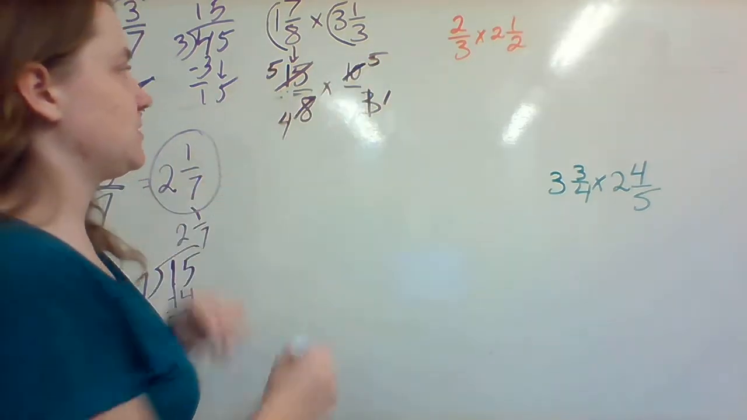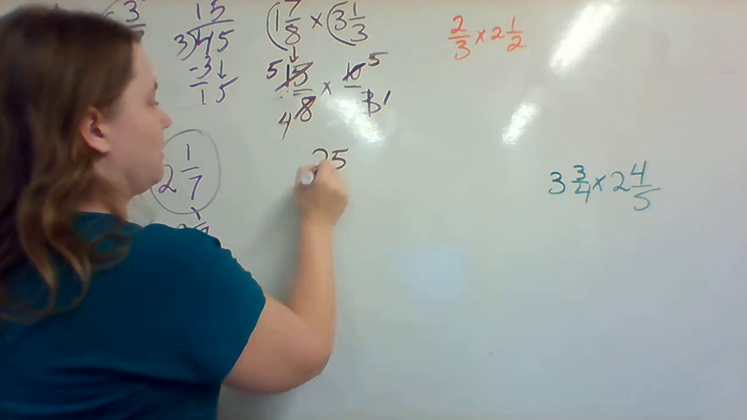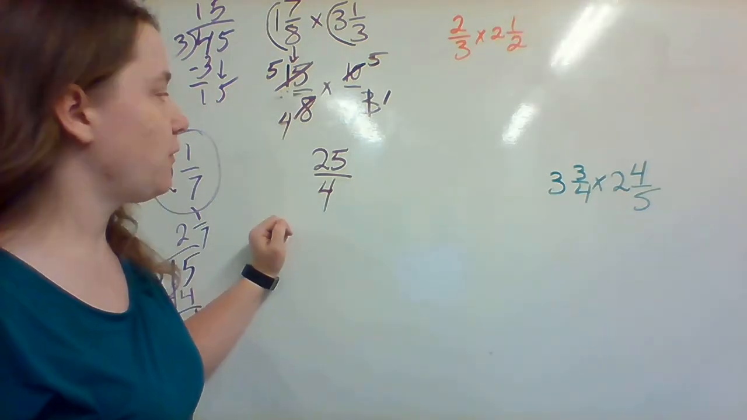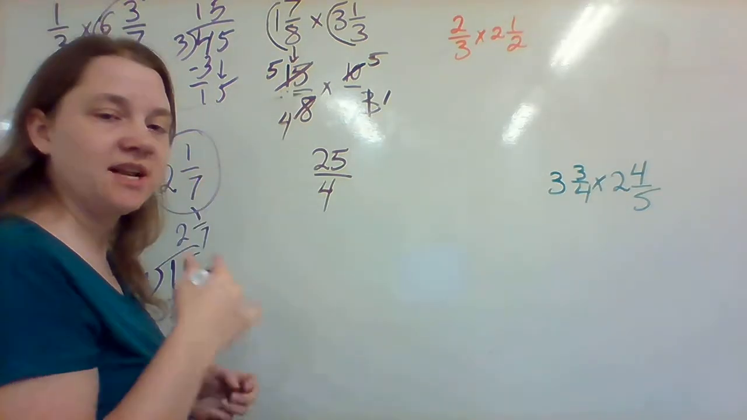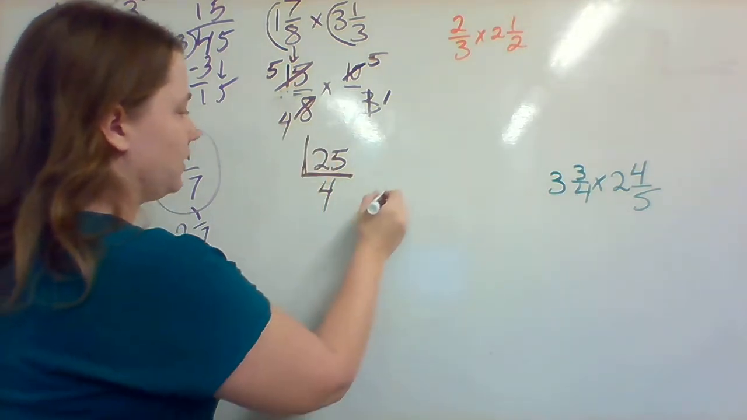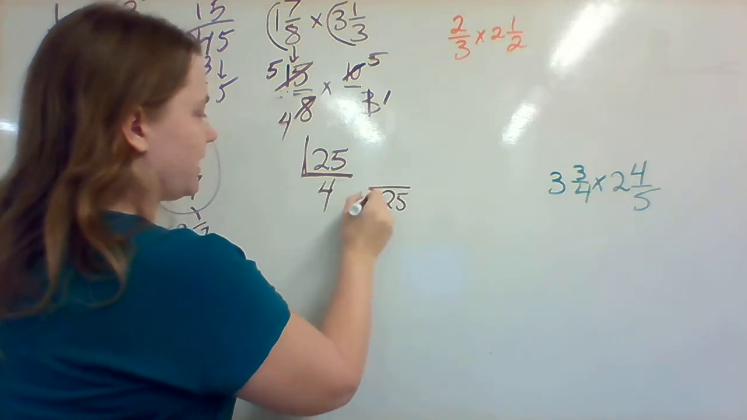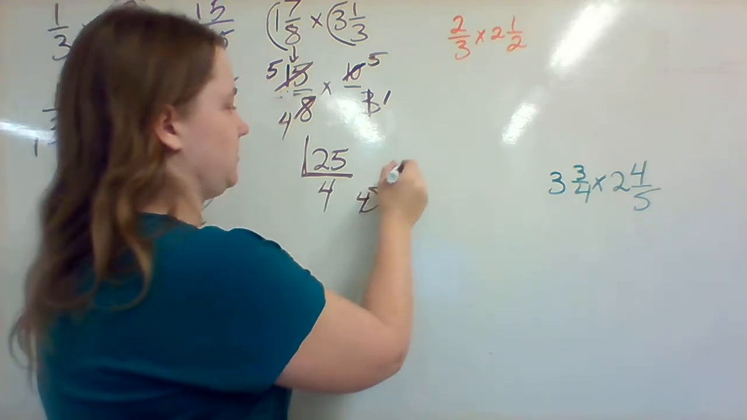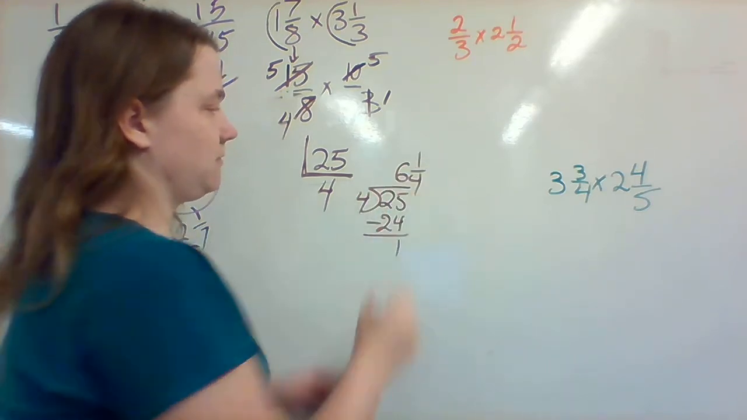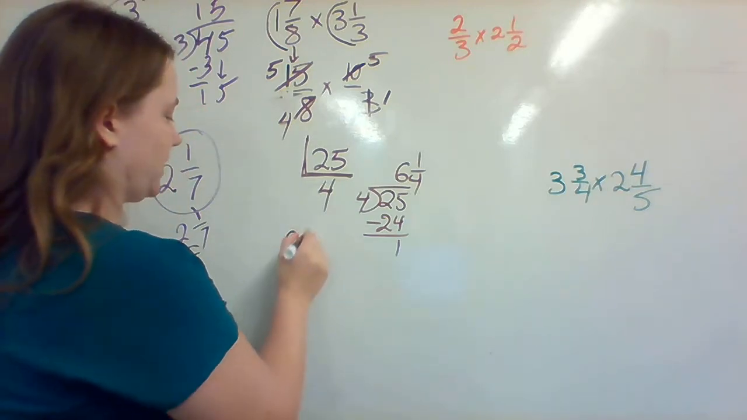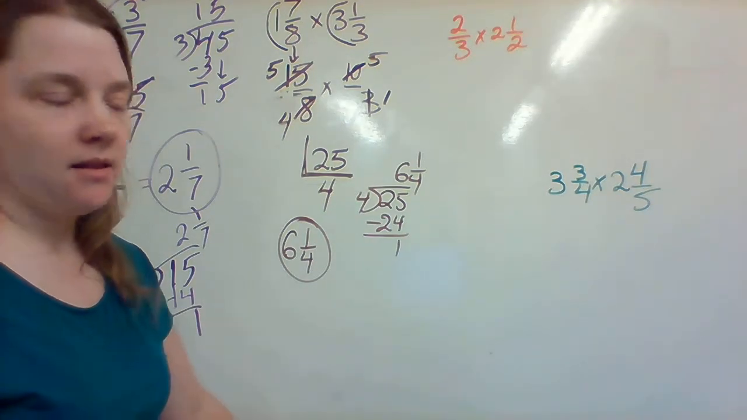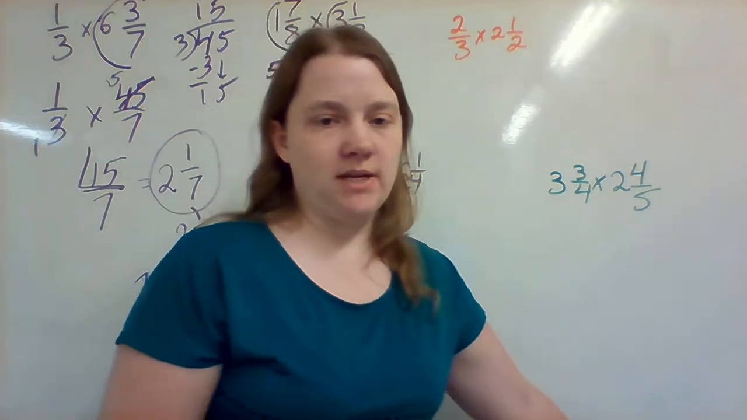Now I have 5 times 5, which is 25. And 4 times 1, which is 4. So I have 25 over 4. And because I have 25 over 4, and that's an improper fraction, what I want to do is make the L and divide. So I have 25 divided by 4. 4 goes into 25 6 times, because 6 times 4 is 24. And I'm left with 6 and 1/4. So my final answer is 6 and 1/4.